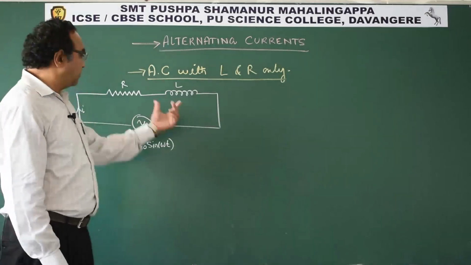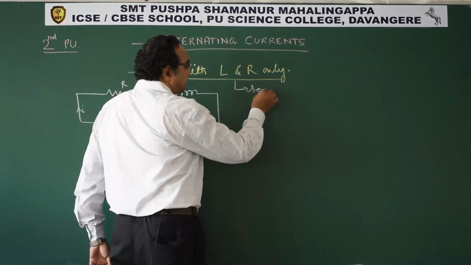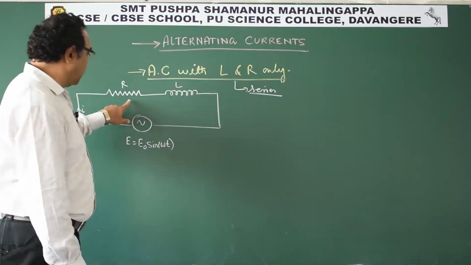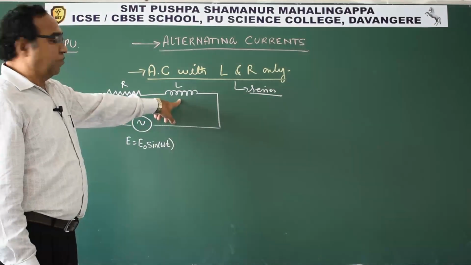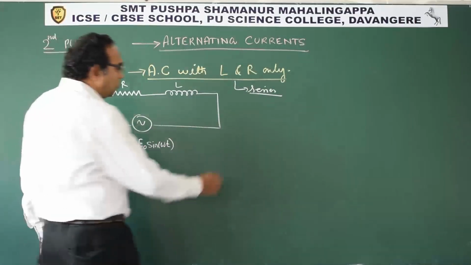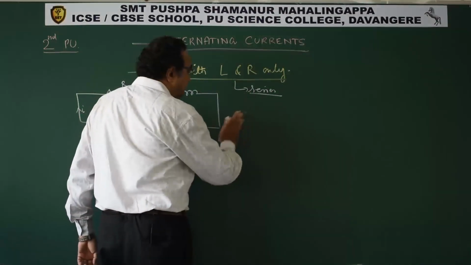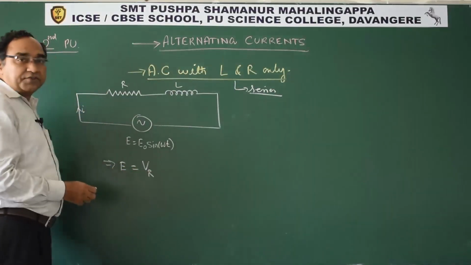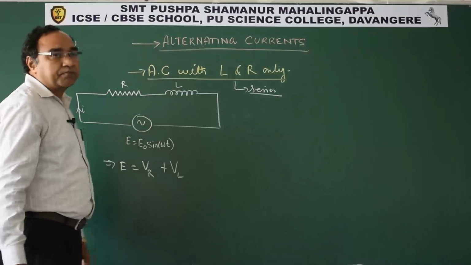Now since we see that this is a series circuit, L and R, this is series. So what can we say? In a series circuit there is a potential drop across R. We can use Ohm's law. There is a potential drop across L, which is said to be induced EMF. So it appears that we can say E is equal to potential drop across resistance, V is equal to V1 plus V2, we say, plus potential drop across inductor.